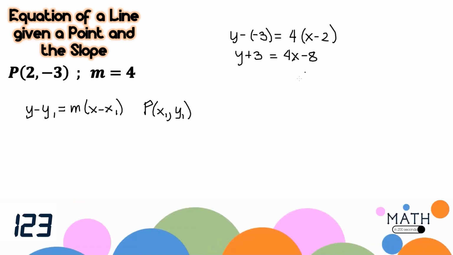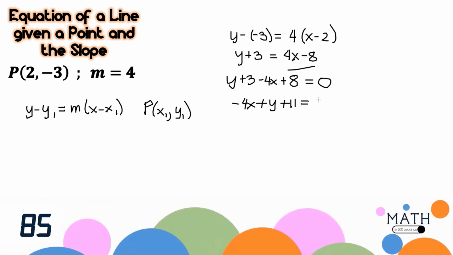And then let us try to come up with the general form of the equation, as we are going to move all the terms on one side of the equation. So we are going to subtract 4x on both sides and add 8, so that this side here will become 0. So you will have y plus 3, subtracting both sides by 4x and adding both sides by 8, is equal to 0. So we are going to arrange this now. You can start with your x: -4x plus y plus 11 is equal to 0.